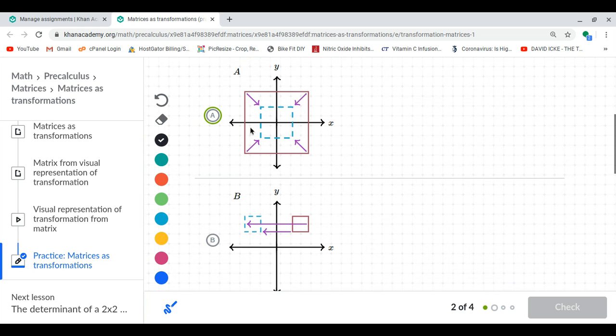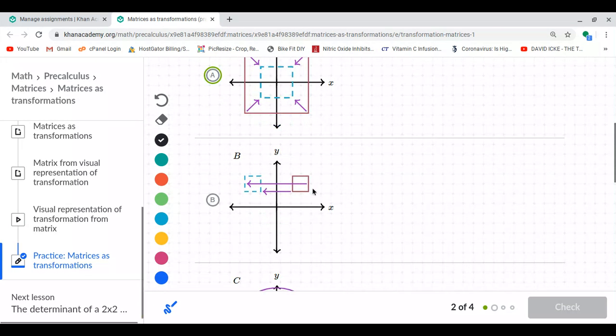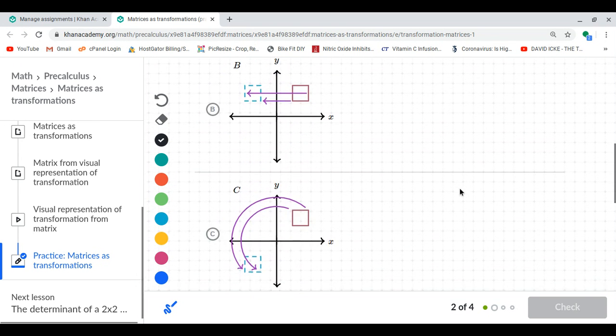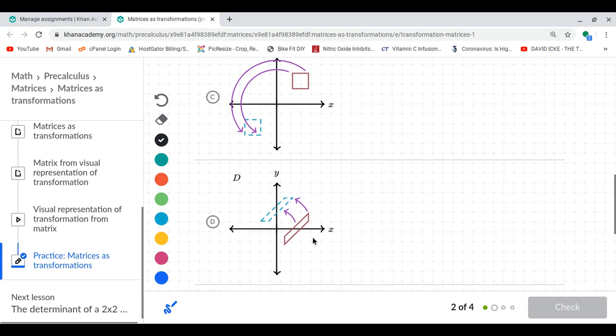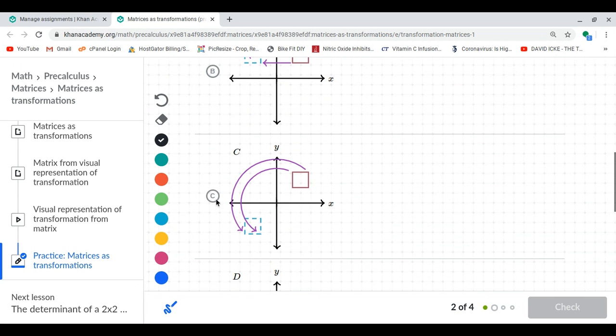So this here is a contraction. This is just not rotating, reflecting over the y-axis. So that's no good. Here we go. See, rotation of 180 degrees, and this is also not it. This is a reflection over the line y equals x. So I'm going to pick this one.